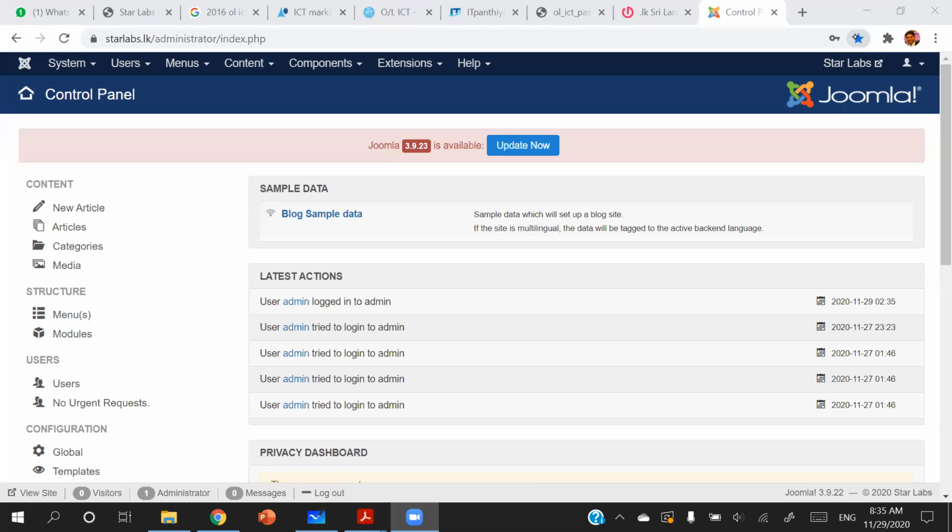Right. So this is the back end of my website, which I have done using Joomla. No, Leandra, we are not paying for the advertisements. It's them who are paying. Advertisement is something very different.